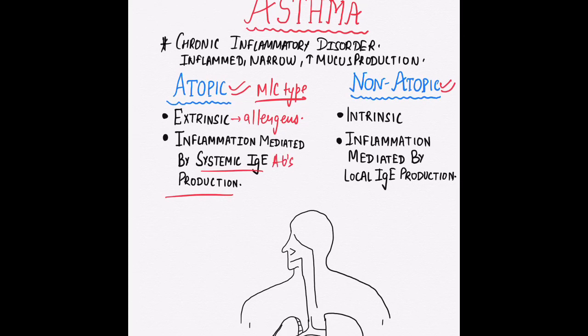Non-atopic asthma is far less common than the atopic asthma. It is a type of intrinsic asthma which is caused by inflammation and constriction of the airways, not caused by an exposure to an external allergen. In this, the inflammation of airways is caused by local production of IgE antibodies.